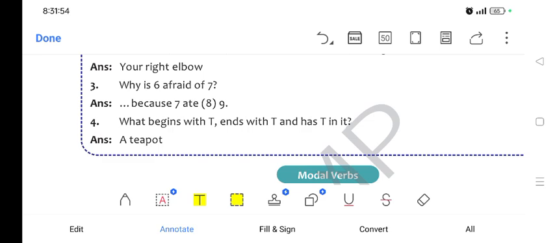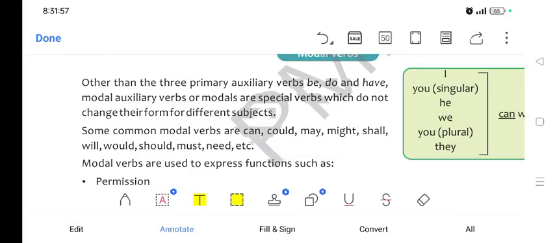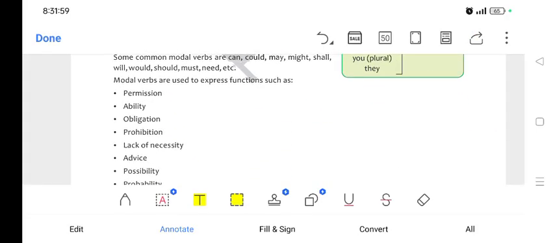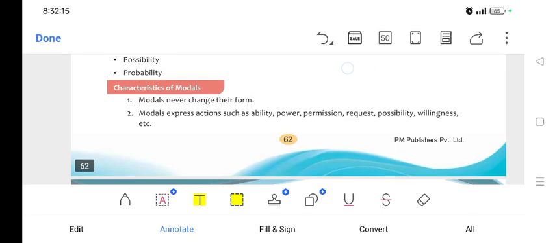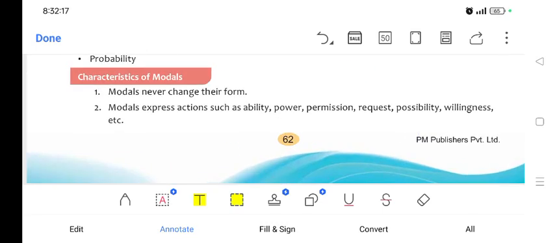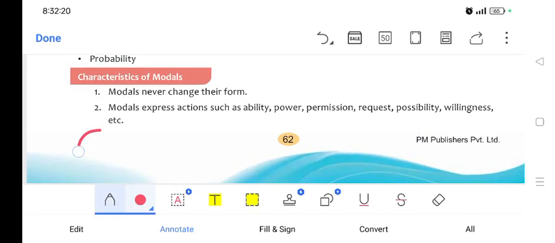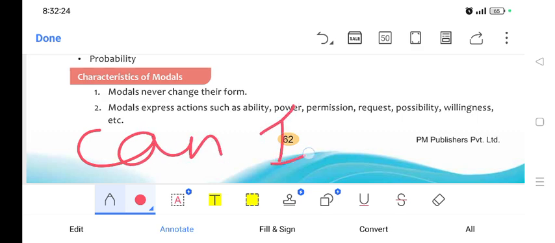Okay. Now modal verbs. You know modal verbs very well. Modal verbs are used to express permission, ability, obligation, prohibition, lack of necessity, advice, possibility, probability. Understood? Now the characteristics of modals. Modals never change their form. For example, if you are using can, could, would, will, shall, you are using the first form of the verb. It means they do not change their form.